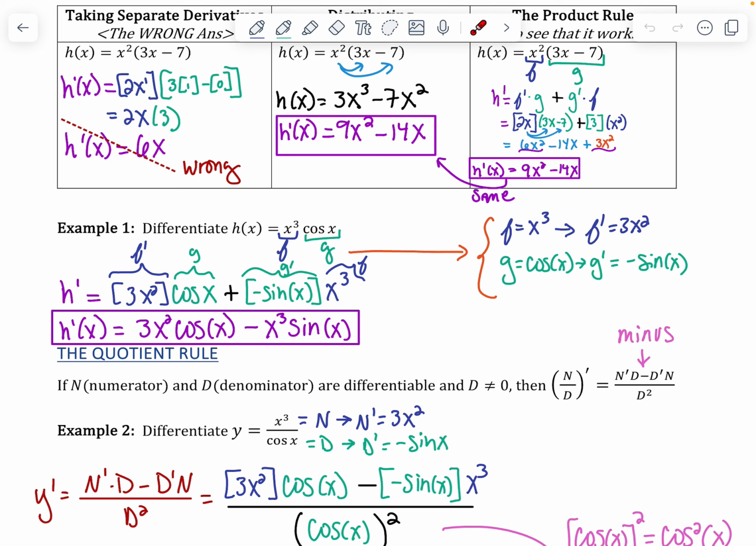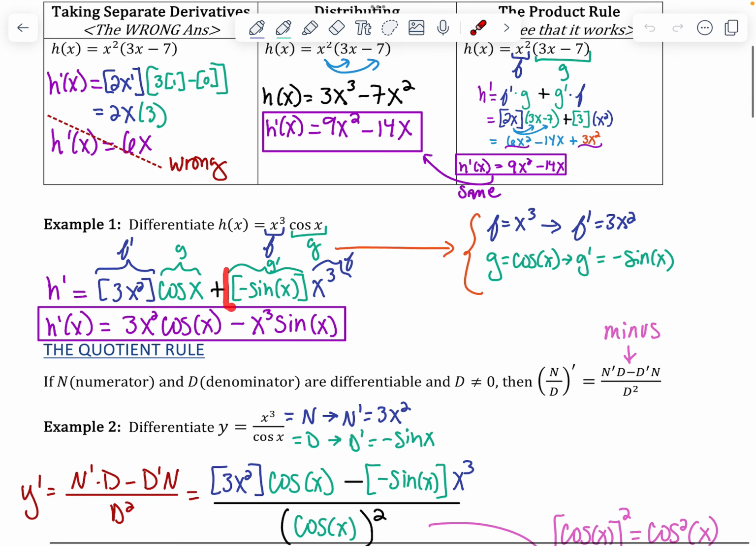Now, in terms of this first portion on the left of the plus, there's really nothing to do mathematically. And even on the right side of the plus, the only thing really to do is we tend to put x cubed in front, and if I multiply it with a negative, I would be writing negative x cubed in front of the sine of x.